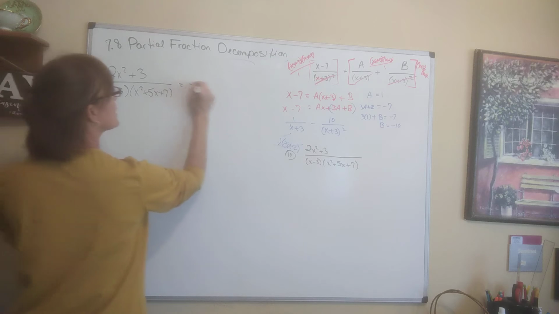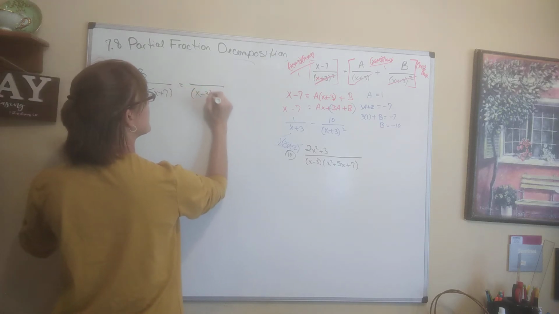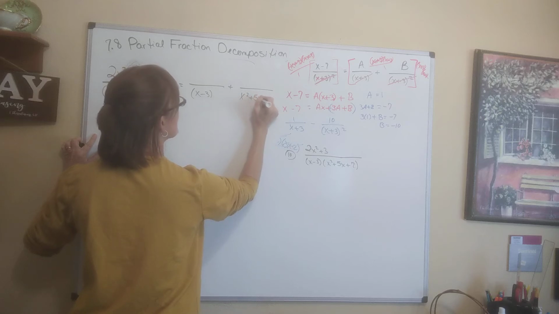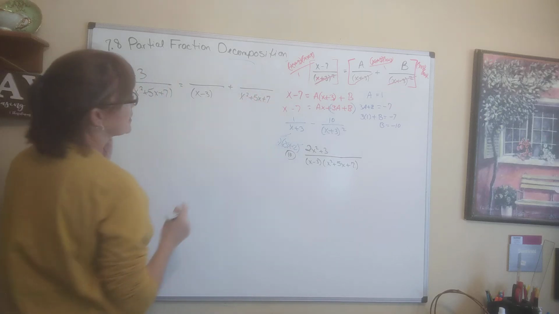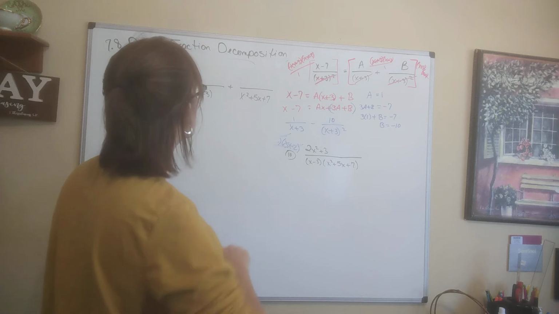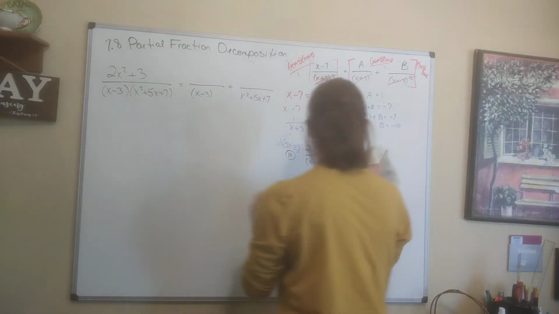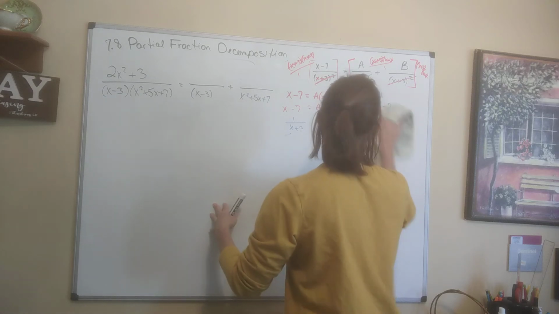Okay, the setup's going to be something over x minus 3 plus something over x squared plus 5x plus 7. All right, I like it. So here's the deal. What goes in the numerator is something of 1 degree less than what's in the denominator.